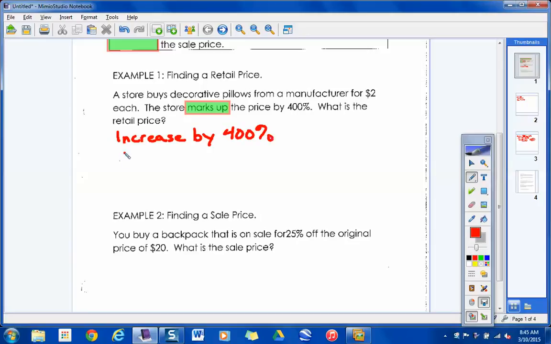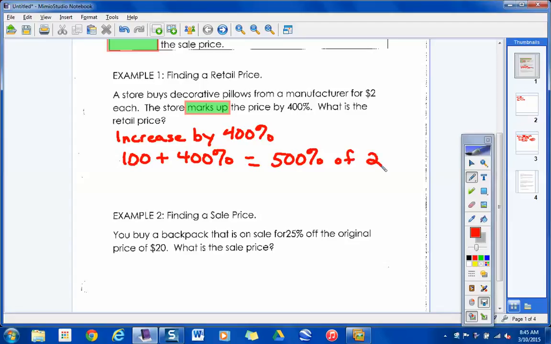So I'm going to take 100% plus 400. What does that equal, guys? 500. So basically what we're really saying is we're trying to find 500% of what? What was the original wholesale price? $2. Trying to find 500% of the $2.